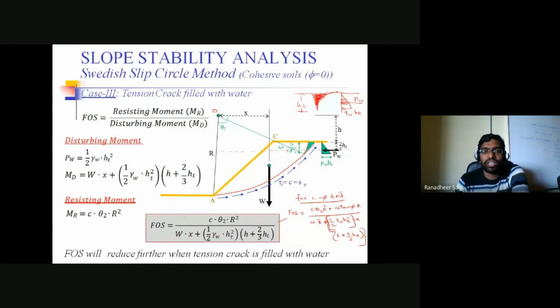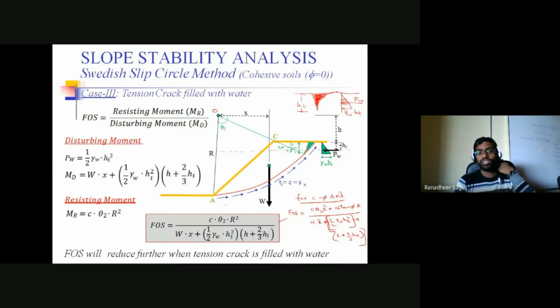So my expression for factor of safety is C into theta2. Please don't note it as theta2, because theta2 is not a single angle in the problem. The complete failure surface is defined with two different regions, going from A to D dash and D dash to the other point B dash which I have marked. So I'll write it clearly: C into theta into r square divided by W into x bar, plus half into gamma W into ht square into h plus 2/3 of ht.